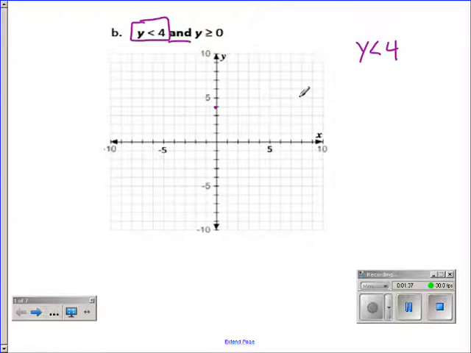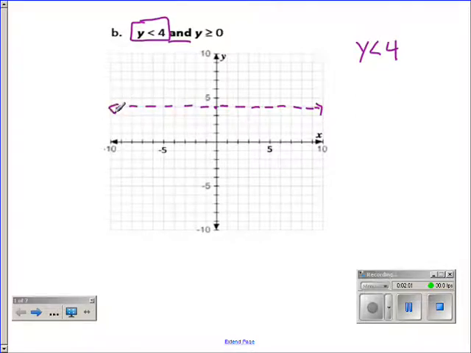But my inequality says less than 4. What do I need to think now? Should I be drawing a dashed line or a solid line? Well, it's dashed. Why is it dashed? Yep, because it can't include 4. Okay, try to get it straight across here for you.